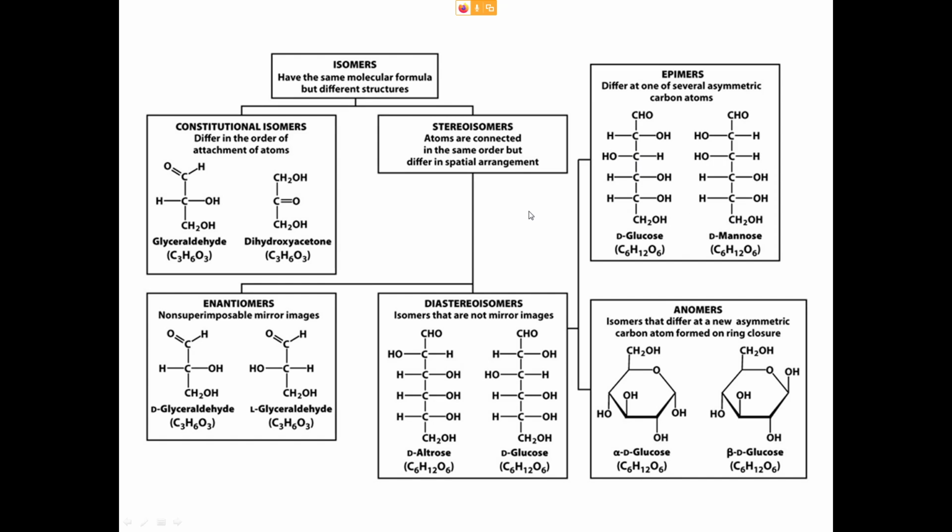Okay, so these only differ at one of the chiral centers, but they do have more than one of them, so they're still diastereomers. But they only differ at one, so that makes them epimers. So that's the definition. They only differ at one of multiple places they could.